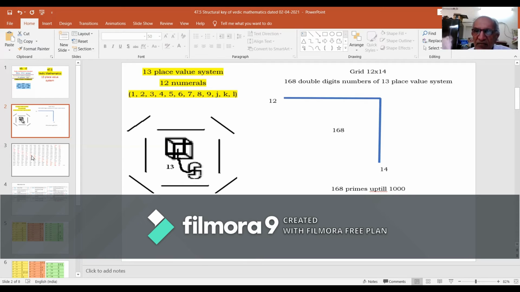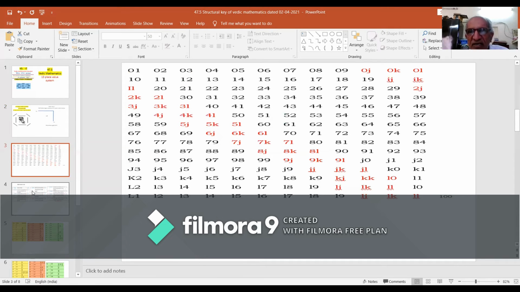Now, to have proper appreciation of it, let us revisit our setup of the 12-digit double-digit numbers of the 13 place value system being accommodated by the 12 cross 14 grid. Here on the computer screen is this expression of these 168 double-digit numbers of the 13 place value system being organized as 12 columns and 14 rows.